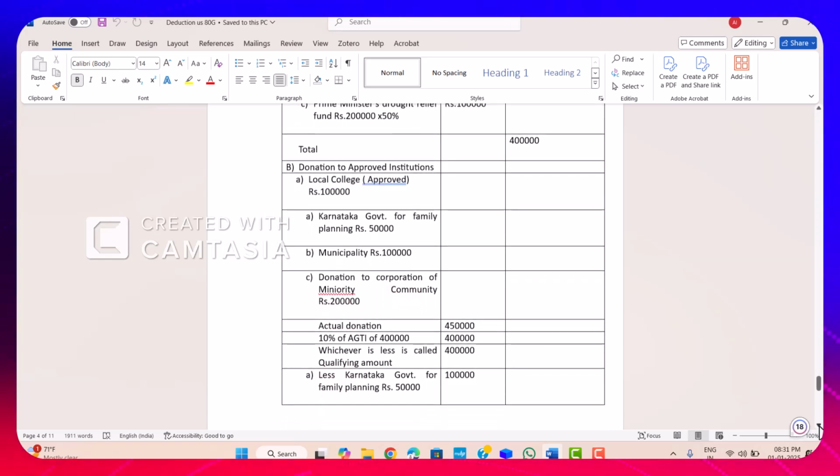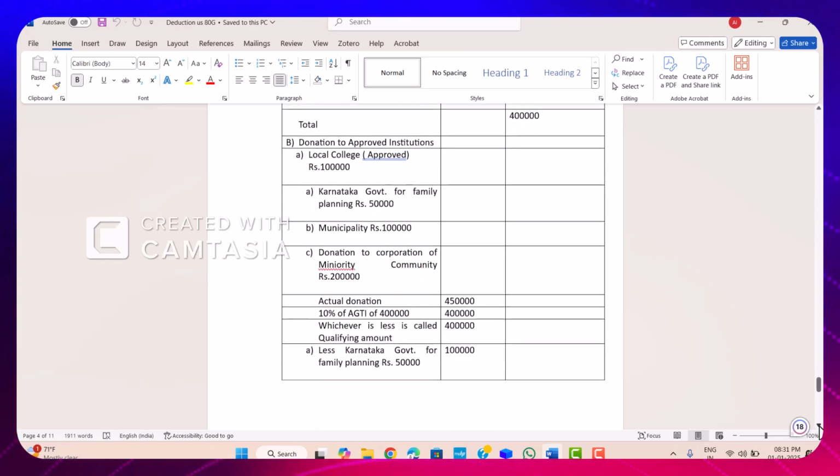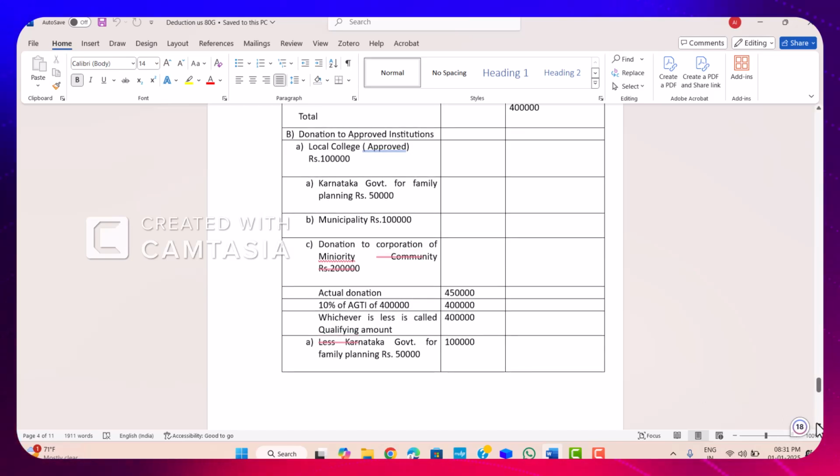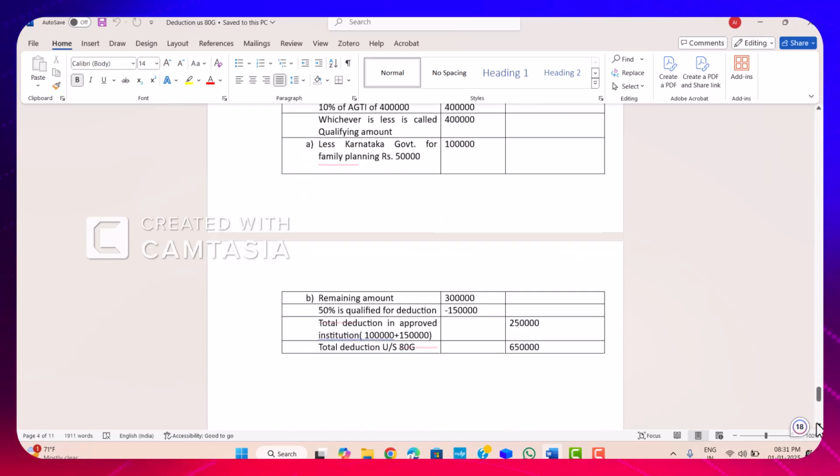From this qualifying amount, I told you we have two 100% items. One is the Karnataka government for family planning, and the other is the Olympic Association. If you are giving a fund for the Olympic Association, then that also comes under 100%. But in this question, we have only the Karnataka government for family planning, that is 50,000. First, we have to deduct it from the 4 lakh. If you subtract that, what remains here is 3 lakh. This 3 lakh is called the remaining qualifying amount.